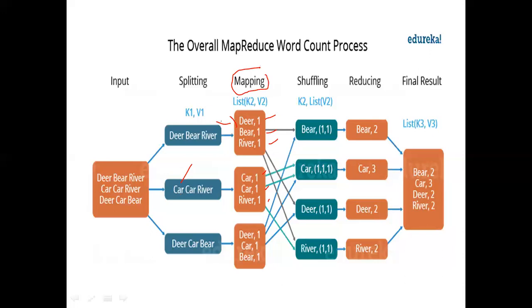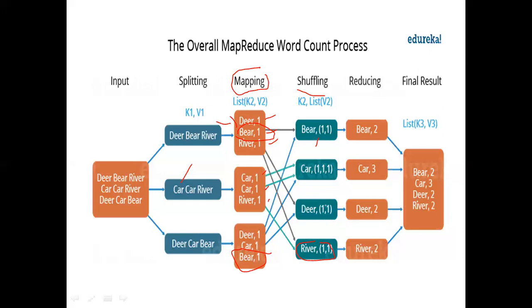Next, this data is given to shuffling, which is a part of the reduce phase. What shuffling does is gather all the similar records at one place. Beer is here and here, so beer is gathered to one location. Similarly, river is available here and here, so river is gathered to one location. Deer is in 2.